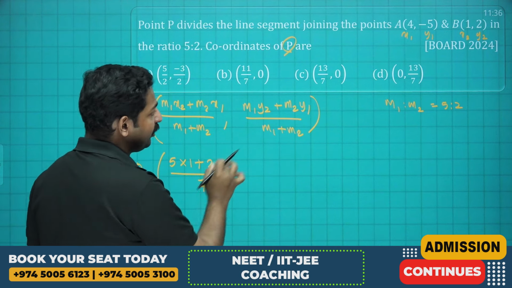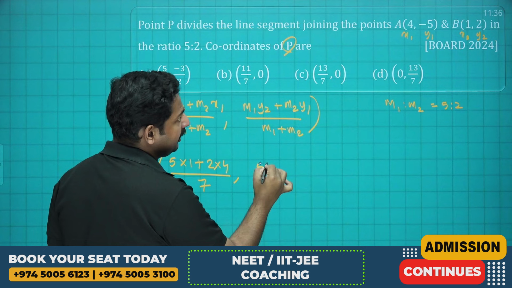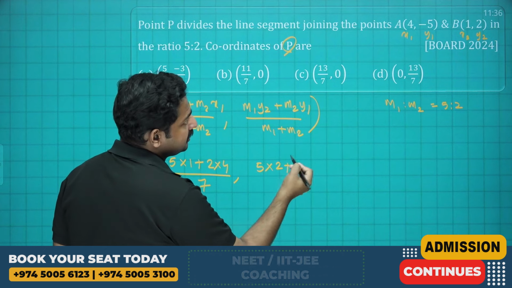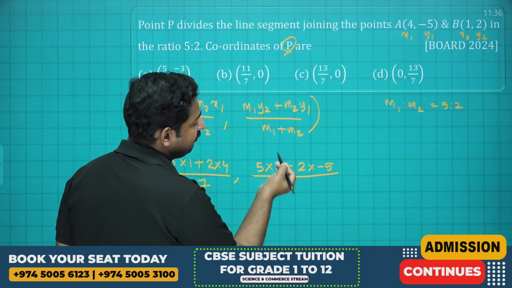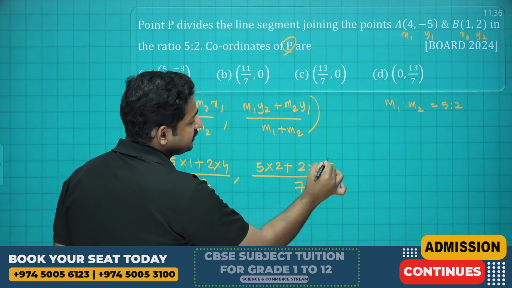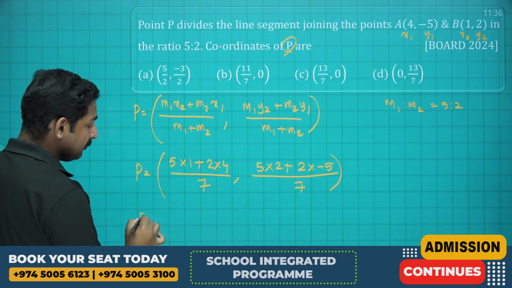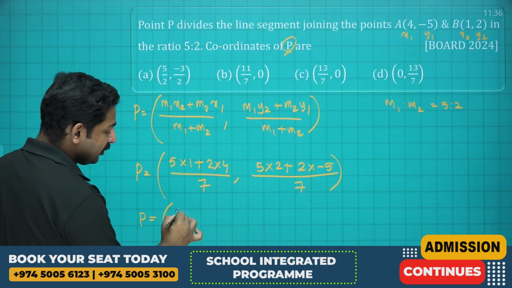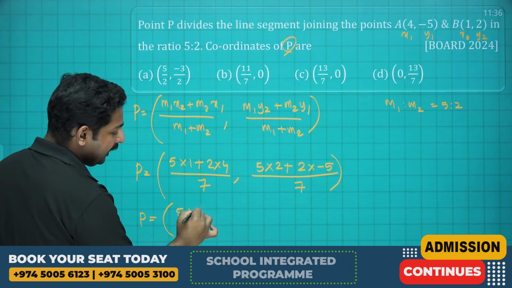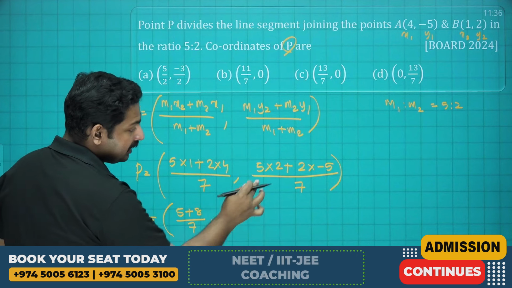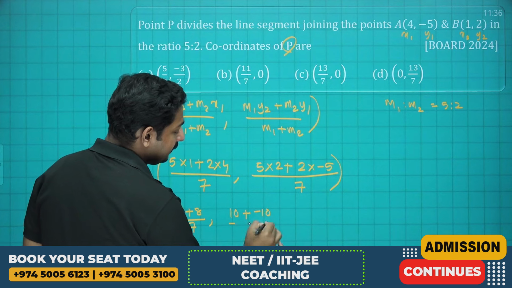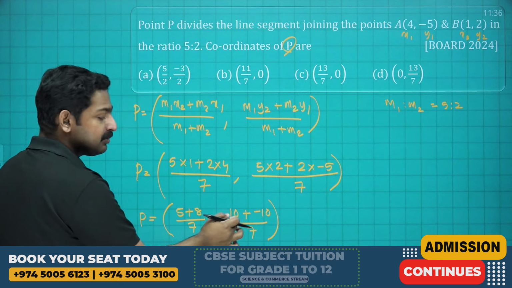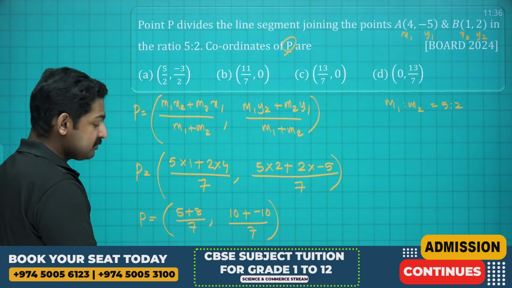On the next one, the y coordinate will be m1 is 5, so 5 into y2 is 2 plus, then m2 is 2 into y1 is minus 5, whole divided by m1 plus m2 is 7. On the next step, point P is equal to 5 into 1 is 5, so 5 plus 2 into 4 is 8 by 7, comma, here you will be getting 5 into 2 is 10 plus minus 10 by 7. So we know that 10 plus minus 10 becomes 0, so that whole term becomes 0.